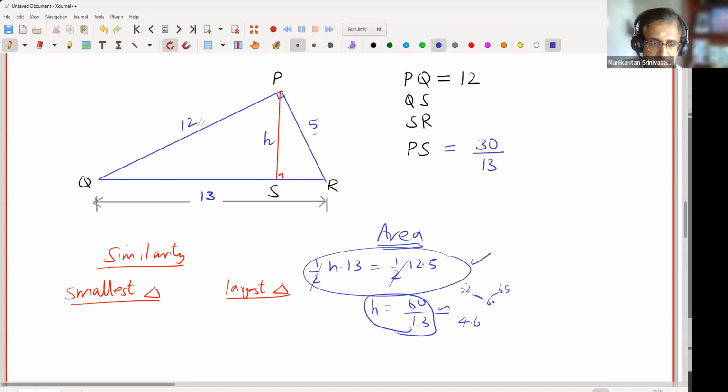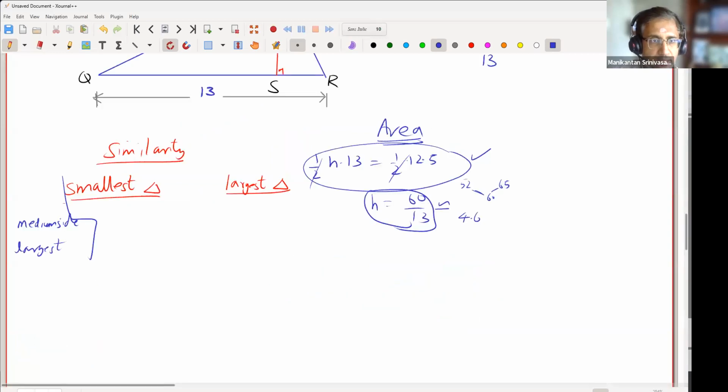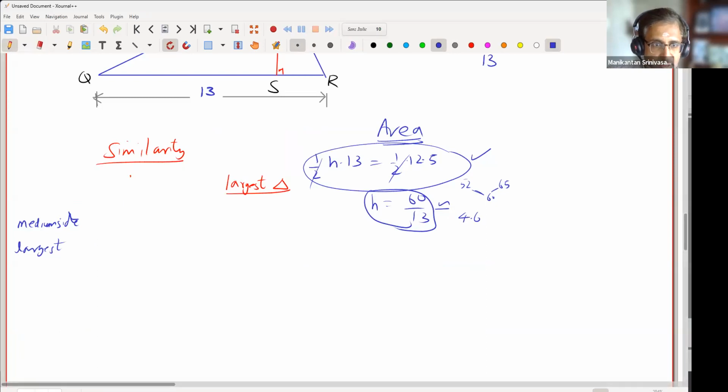So just for completeness, I'll do it one more time. I'm comparing the smallest triangle and the largest triangle. And then let's say I'm comparing the medium side versus the largest side. Okay. So I have a grid here, right? So smallest triangle. Okay. Just a little clumsy here.